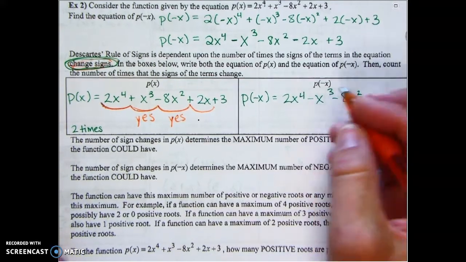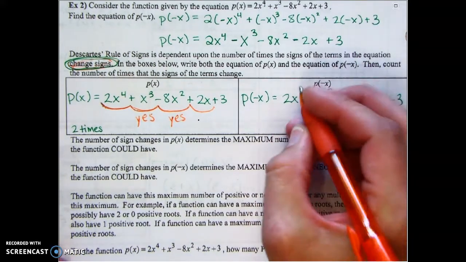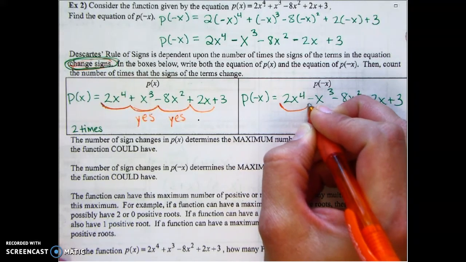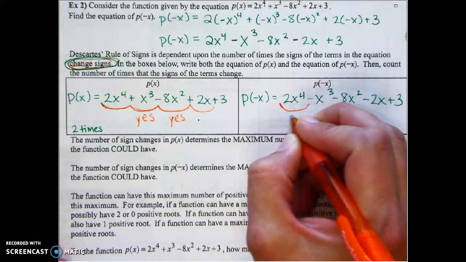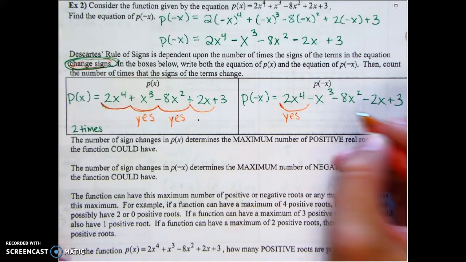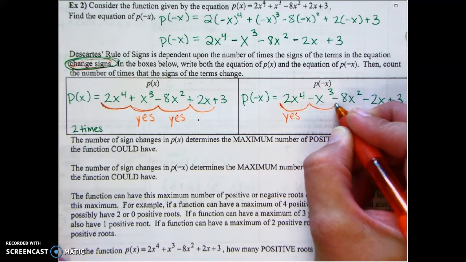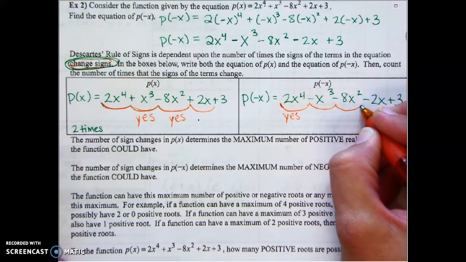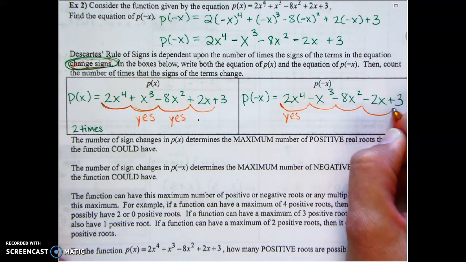Okay. Now we're going to look at the negative one. We start out positive here in front, and then it goes to negative. So is that a sign change? Yes. Is negative to negative a change? No. Negative to negative again? No. Negative to positive? Yes.